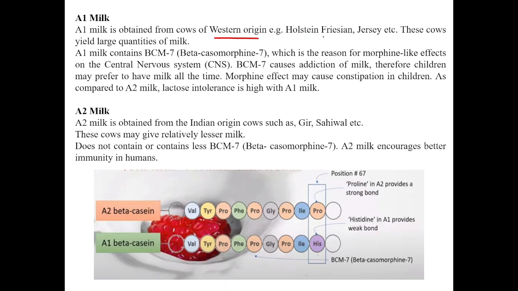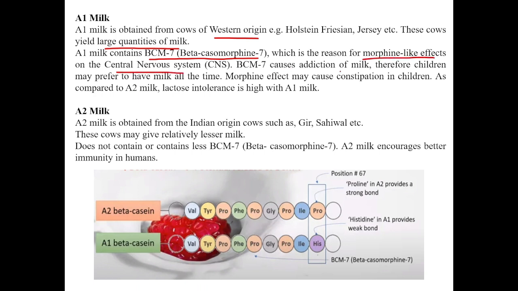We have Jersey and Holstein, so some foreign breeds are there. Milk from those breeds is considered to be A1 milk, and these cows yield large quantities of milk. So milk production is higher in these breeds, and A1 milk contains beta casomorphin 7. When digestion of milk occurs in the intestine, beta casomorphin 7 is produced, which is the reason for morphine-like effects on the central nervous system.